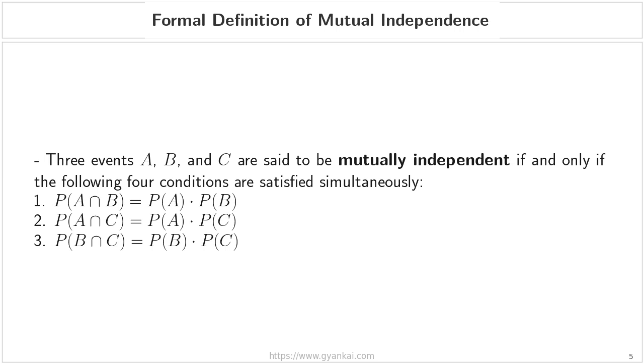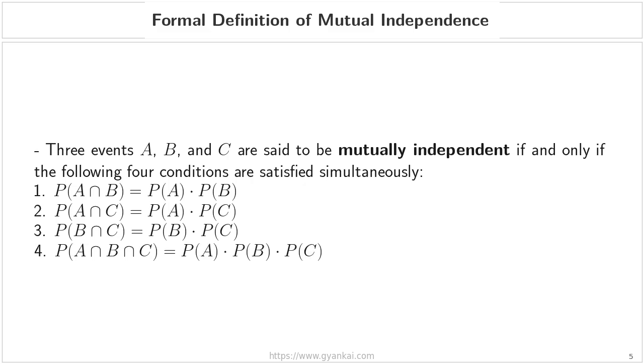1. The probability of A intersection B equals the probability of A times the probability of B. 2. The probability of A intersection C equals the probability of A times the probability of C. And 3. The probability of B intersection C equals the probability of B times the probability of C. But as we will see in the next slide, pairwise independence alone isn't enough. We must also satisfy the fourth condition, which is joint independence.